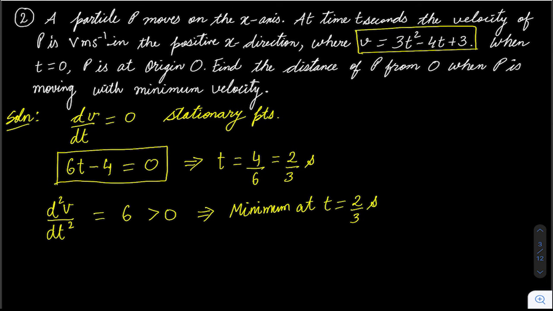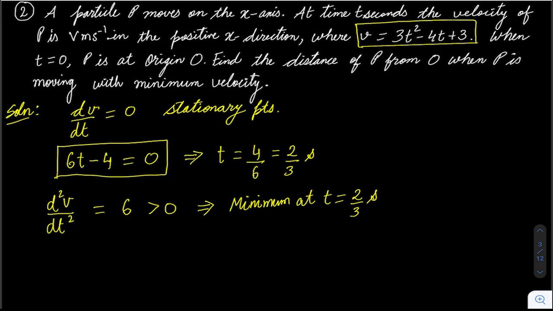I hope everyone understands this. You have studied this in differentiation, year 1, that if d square v by dt square, that is double differentiation, is positive, then at that point we get minimum. So it means when time is 2 by 3 seconds, we get minimum velocity. Now the question is, we need to find the distance, right? Distance means we need to find displacement. So where the particle is. For that, we need to use what is displacement. Displacement is nothing but integration of v dt.